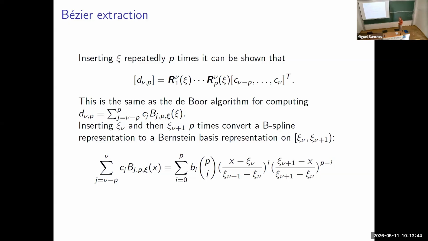And if you insert now xi nu and xi nu plus 1 p times each, then you can convert a B-spline representation to a Bernstein basis representation, sort of a local polynomial representation. So you have certain coefficients here which I won't deal with, and then you get this Bernstein basis on the interval xi nu to xi nu plus 1. Okay.